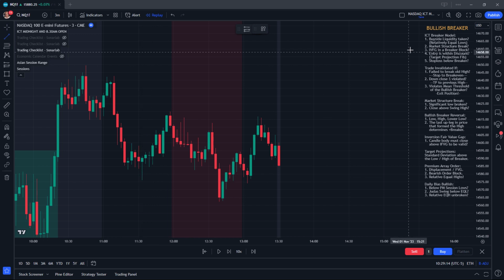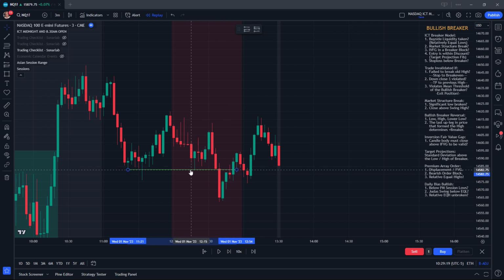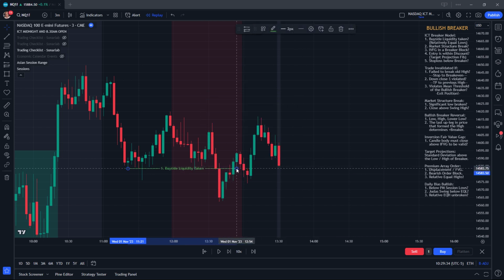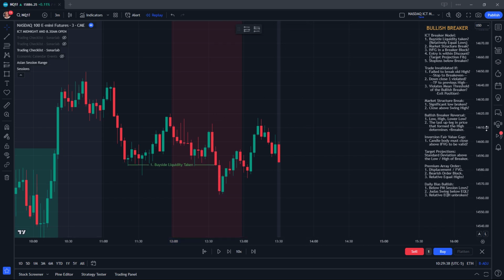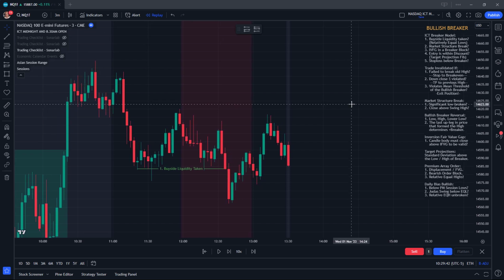So we've got number 1, buy side liquidity taken, so that's pretty much the same. Buy side liquidity, we're looking for equal lows that stand out. Writing these down on the chart is definitely one of the best approaches to avoid panic buying. Number 2, market structure break.